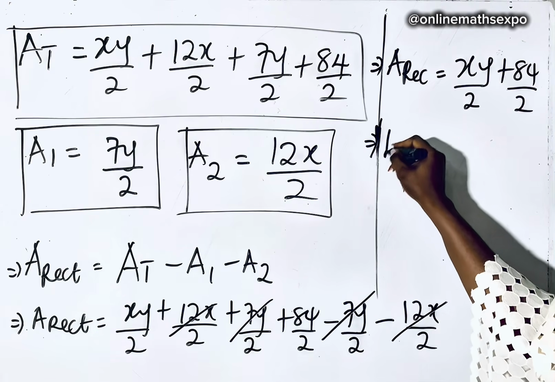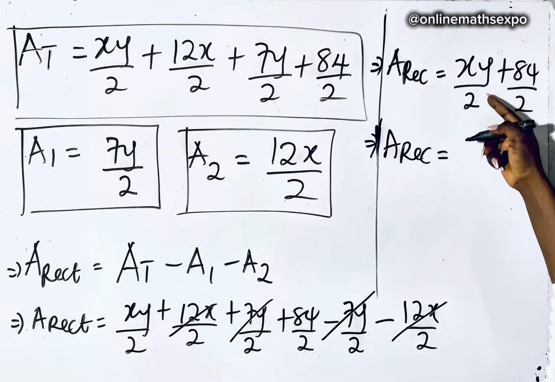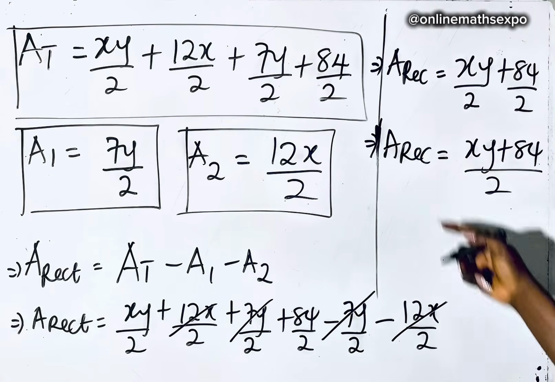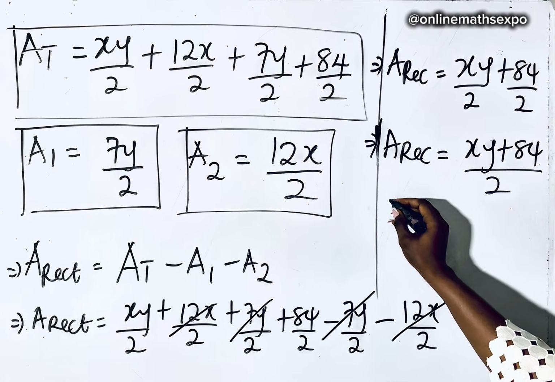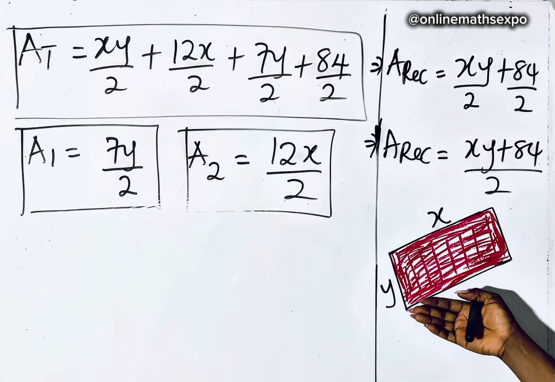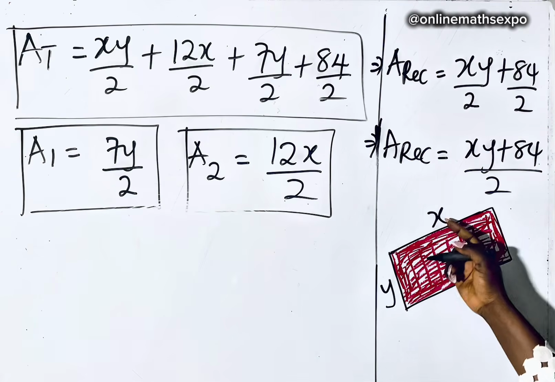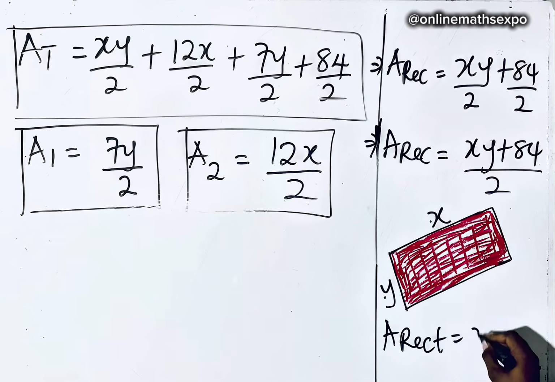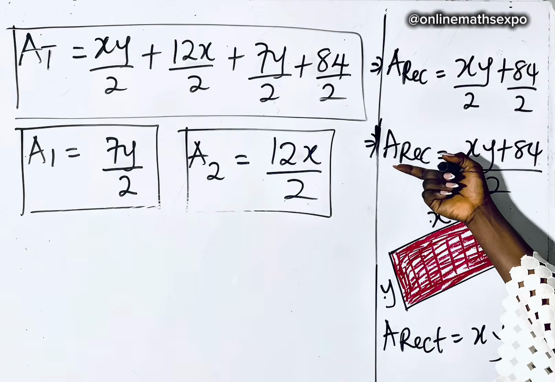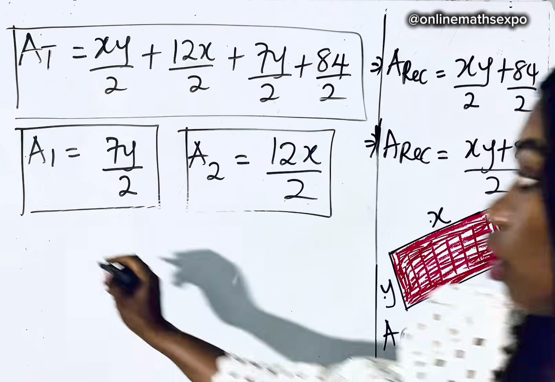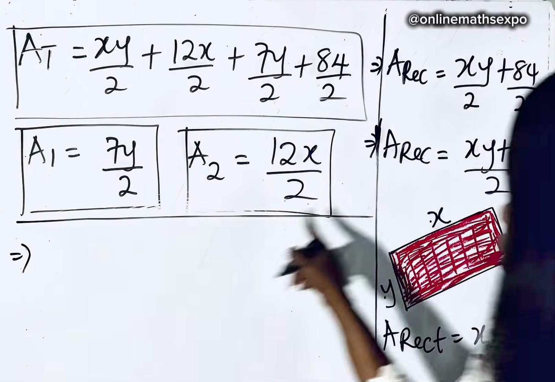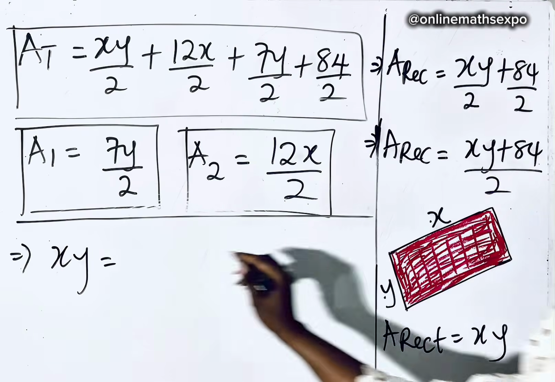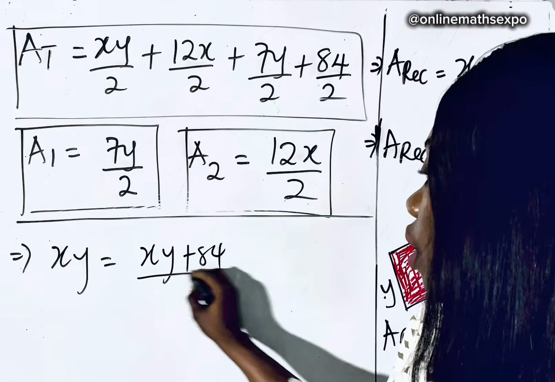So we have the area of the rectangle is equal to, the denominator is the same, so it means xy plus 84 over 2. But remember that this is our rectangle, and we are looking for its area. And the area is going to be the product of these two sides, as we said. So we said the area of the rectangle is xy. So in that case, we are going to replace it here. So we have xy equals xy plus 84, divided by 2.